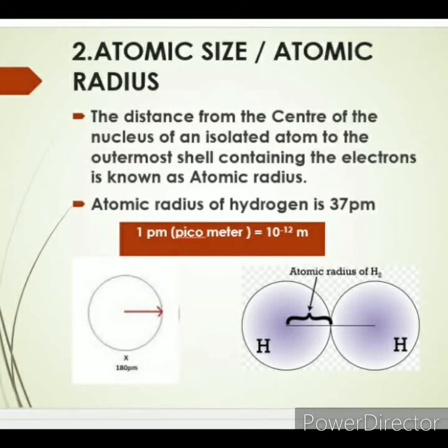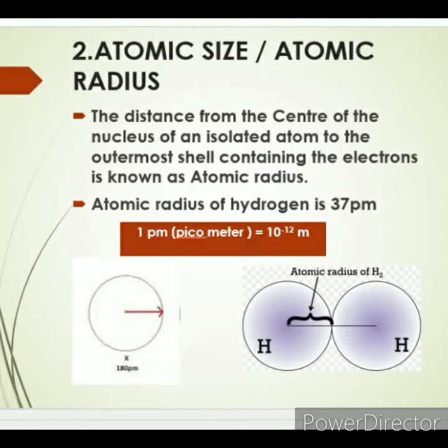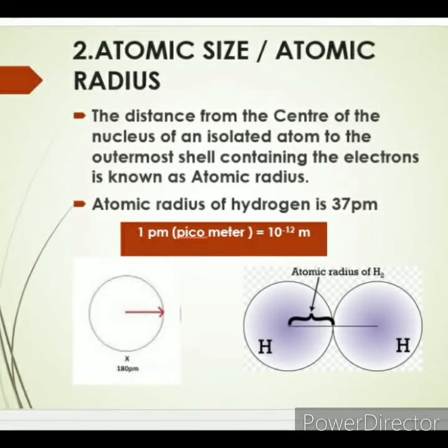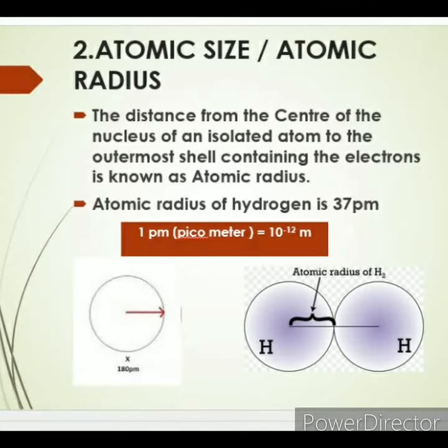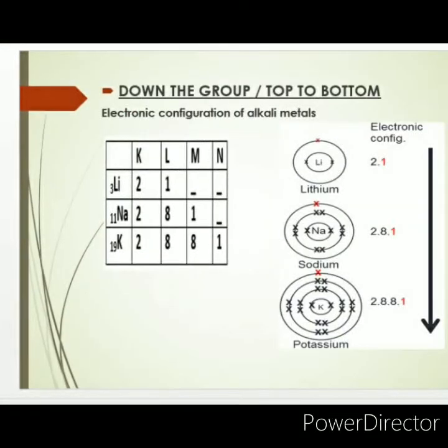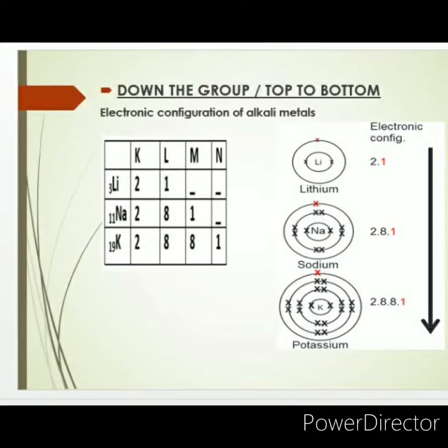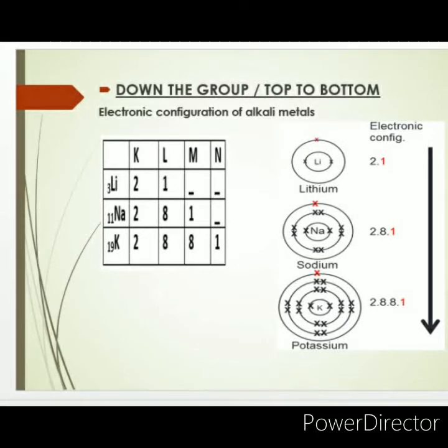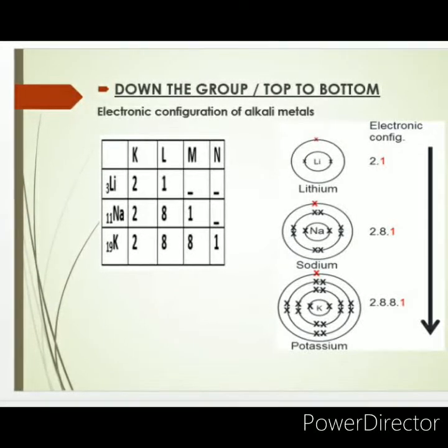So our concern is what happens to the atomic radius if you move from top to bottom or left to right in periodic table. Here we are. Down the group, from top to bottom, what happens to the atomic radius?